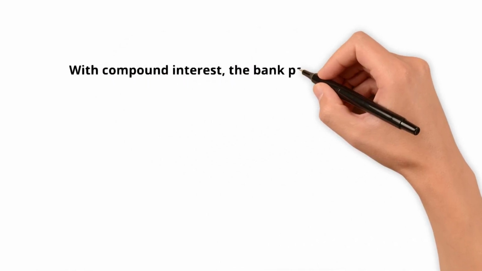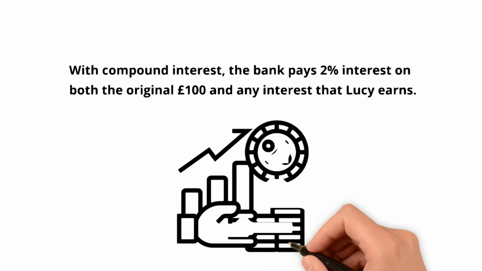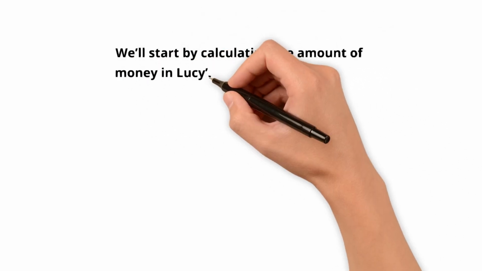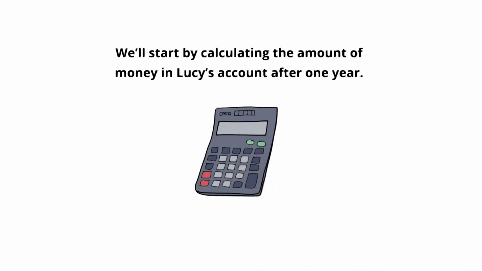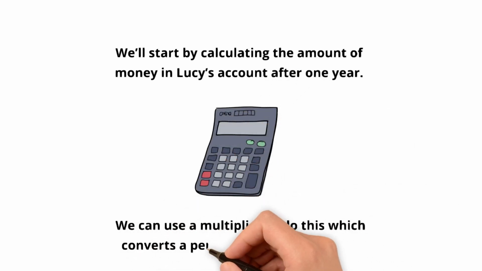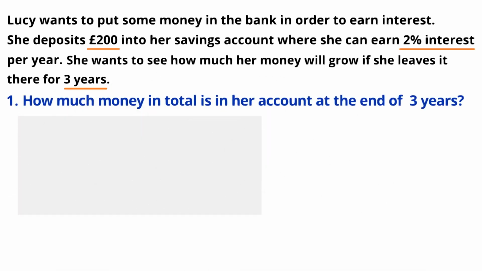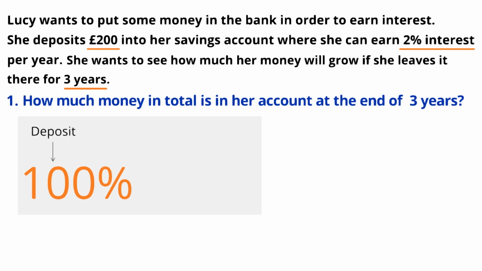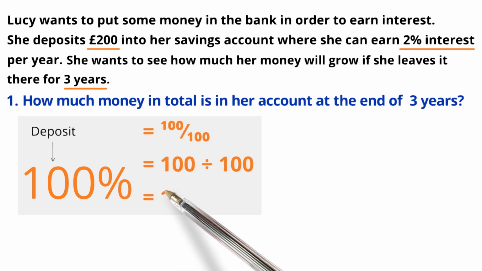With compound interest, the bank pays 2% interest on both the original £100 and any interest that Lucy earns. We'll start by calculating the amount of money in Lucy's account after 1 year. We can use a multiplier to do this, which converts a percentage into a decimal. We start with the deposit, which is 100% of the money in her account. To get a decimal, we divide by 100, which gives us 1.